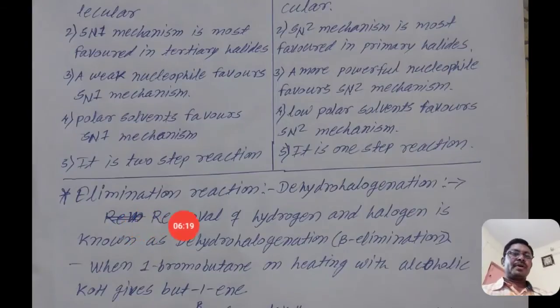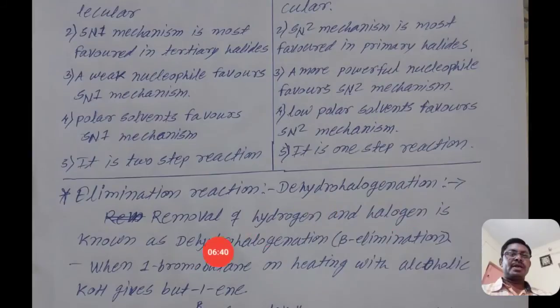Then after, we will discuss the reactions of the prepared alkyl halides, how they react with another reagent. That is the elimination reaction. Eliminate means remove. The elimination reaction is dehydrohalogenation.